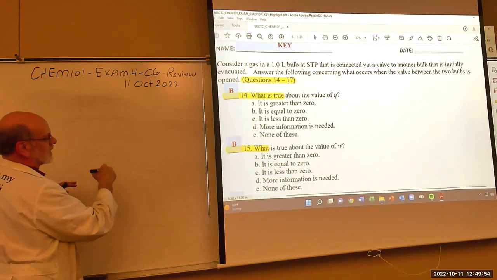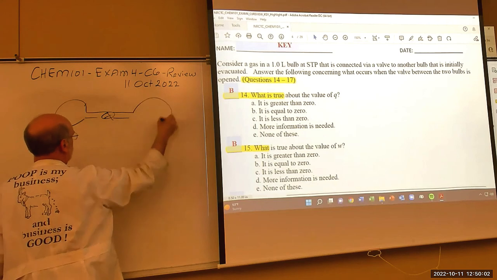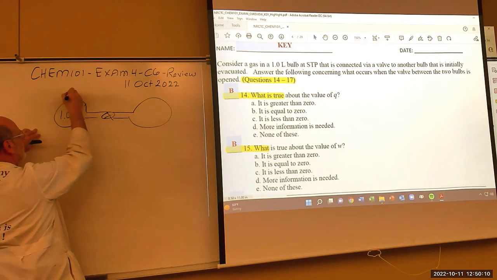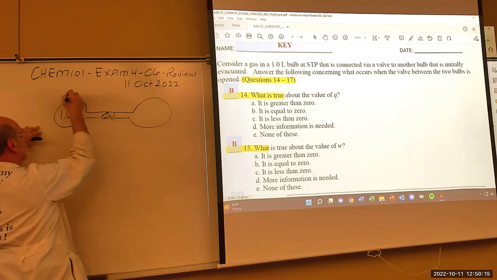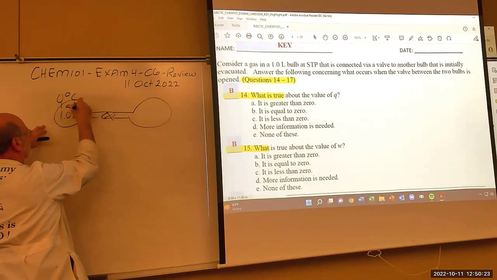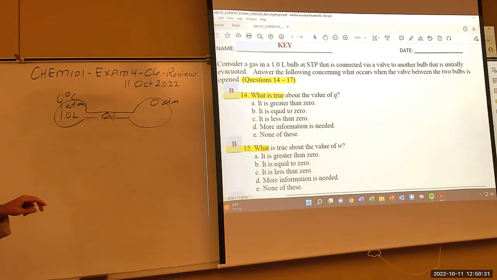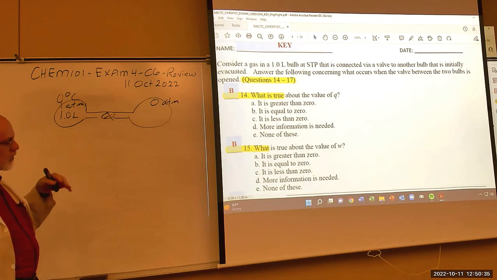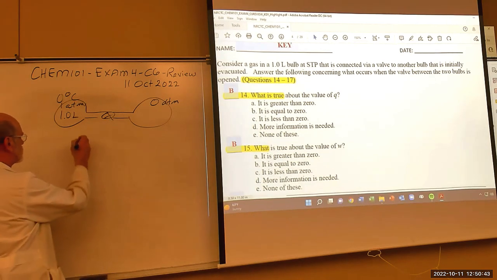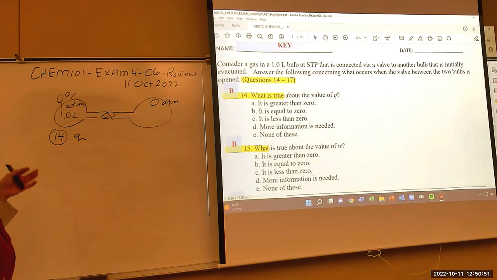Okay, so for 14 through 17, we've got a 1 liter bulb connected with a valve to another bulb. And it doesn't matter how big it is. And this is at standard temperature and pressure. For a gas, that's 0 degrees Celsius and 1 atmosphere. And this is 0 atmospheres. Okay, answer these following questions when we open the valve. So what's true about Q? This is 14, right? Q is greater than 0, equal to 0, less than 0, more information is needed.